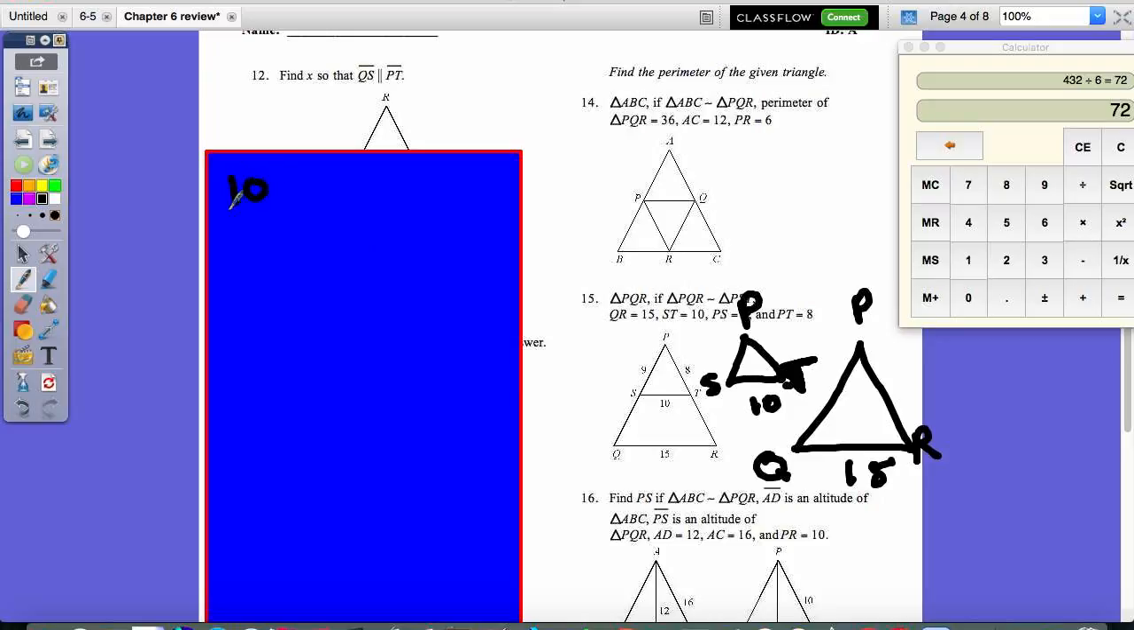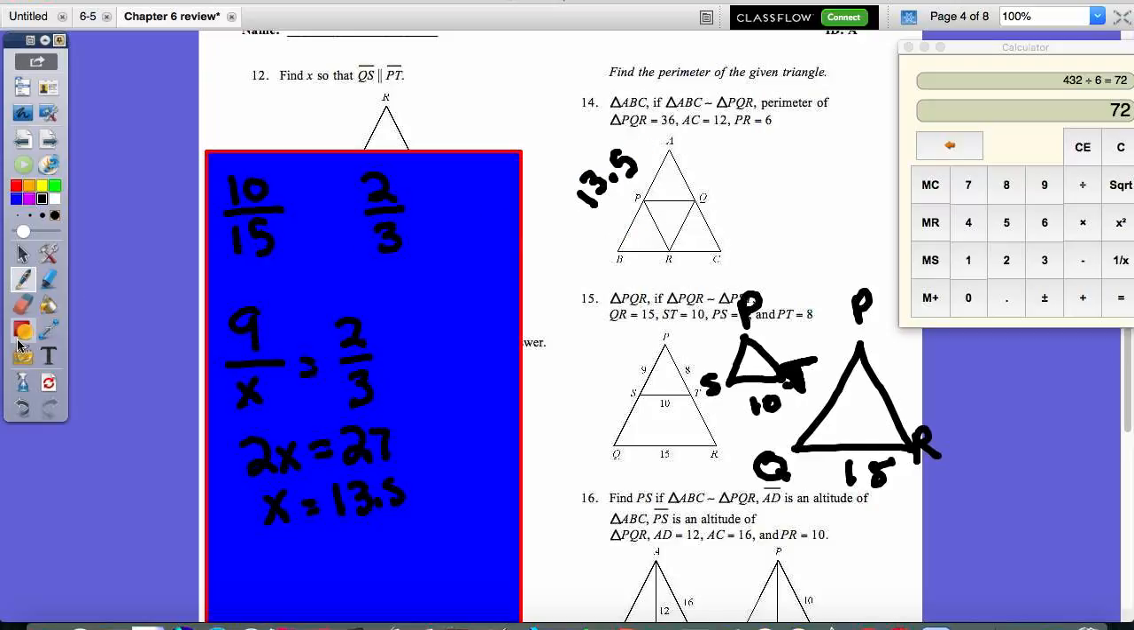So 10 to 15. That is a ratio of 2/3. So that means if PS is 9, 9 to this long side here is going to be a 2/3 ratio. And when I do this, I get 2x equals 27, and x equals 13.5. So I have that this long side here is 13.5. Actually, I wrote it on the wrong triangle here. This long side is 13.5.